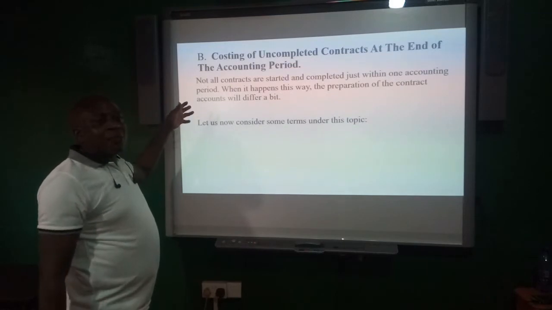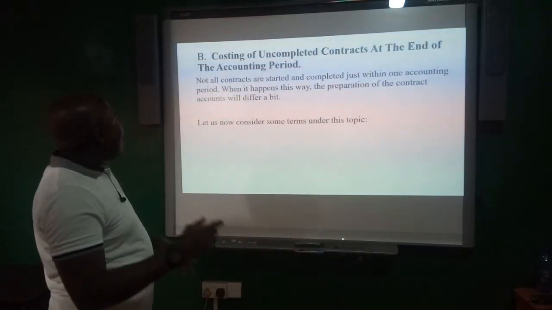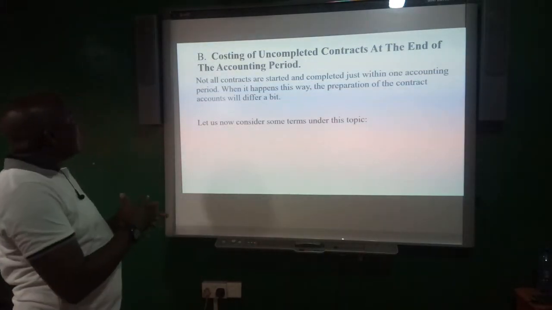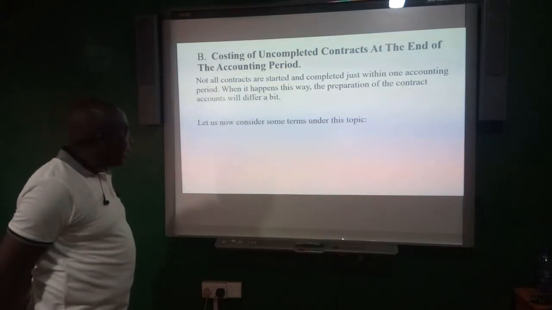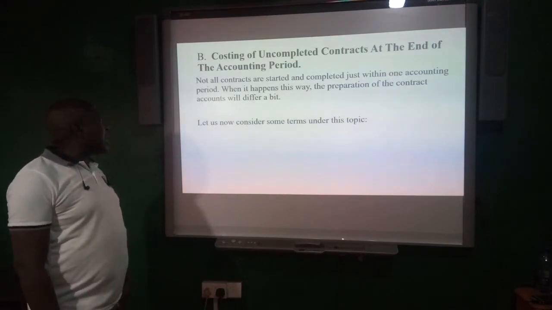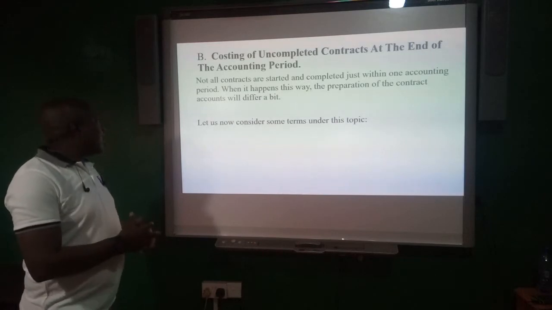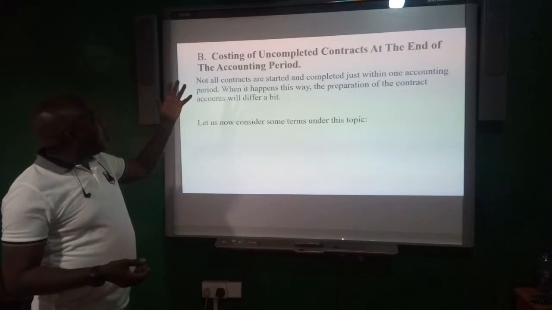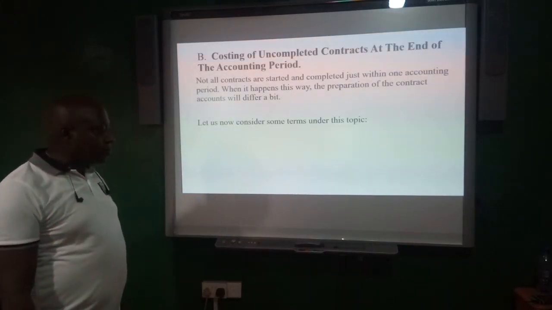So we are going to look at B, costing of uncompleted contracts at the end of the accounting period. Here, not all contracts are started and completed just within one accounting period. When it happens like that, the preparation of the contract account will differ from what we have just seen. So let us now consider some terms under costing of uncompleted contracts at the end of the accounting period.